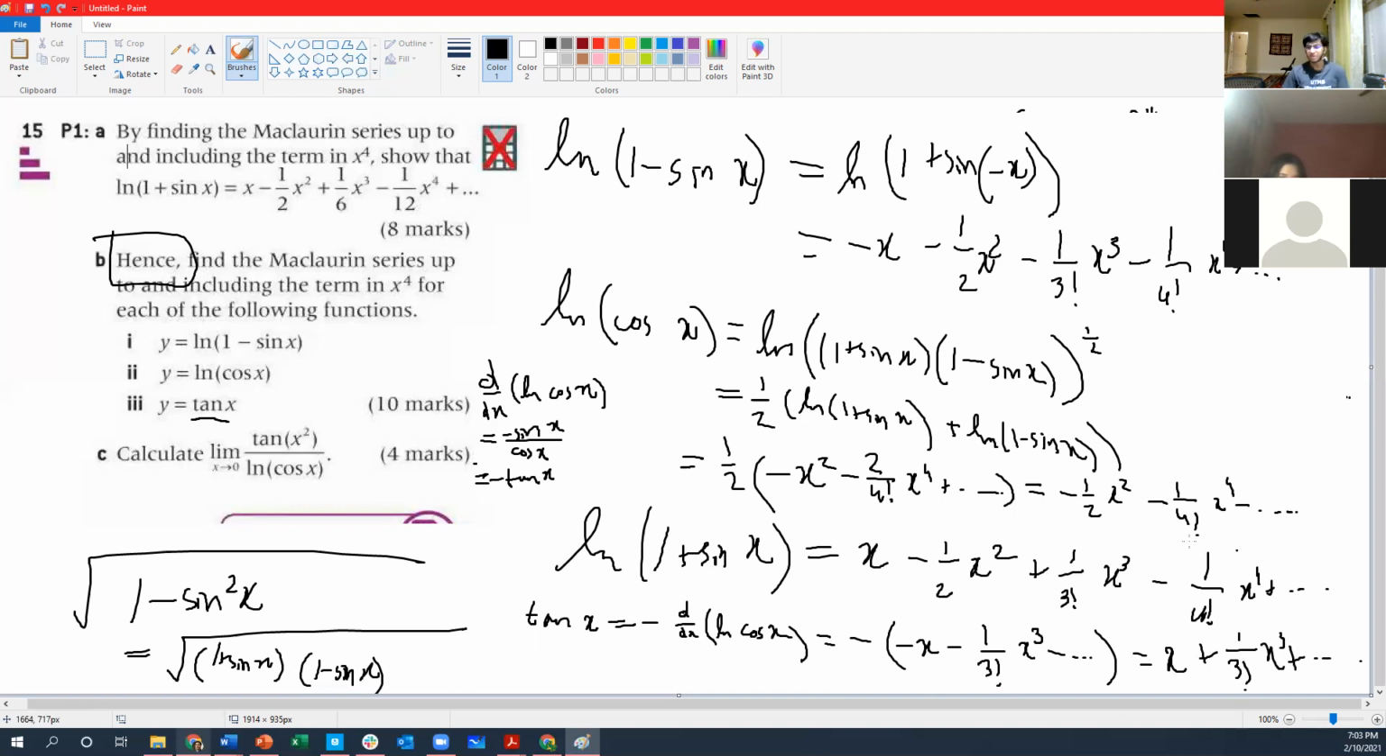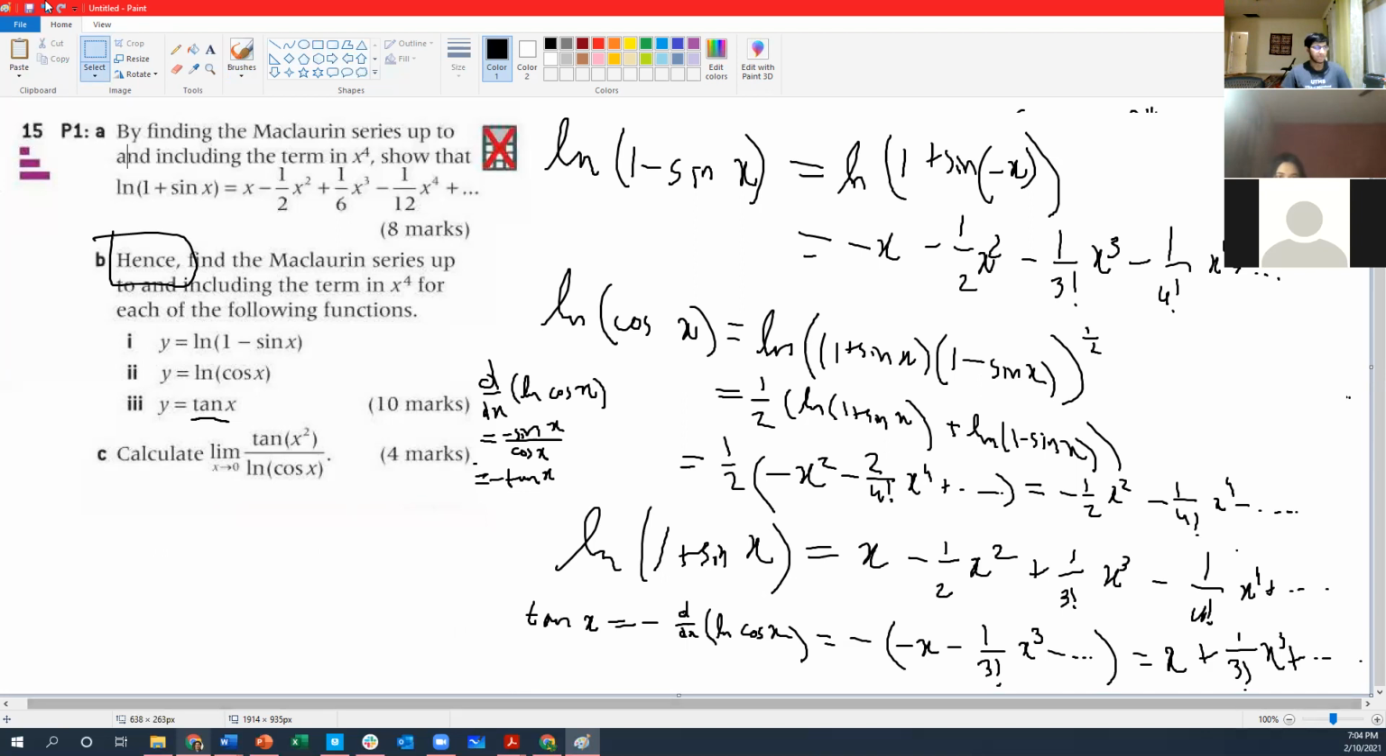Wow, that was a tricky question, but we got it. Okay, good. So now, finally, we have to calculate the limit as x approaches 0 of tan of x squared over ln cos x. You can calculate this using L'Hopital's rule, but given that it's a Maclaurin series, they probably want you to do it using Maclaurin. So let's see how you would do this using Maclaurin series. So you have the limit as x approaches 0. On the exam, you'll have to write it out fully, but right now I'm just writing the limit, because I don't have space for that.